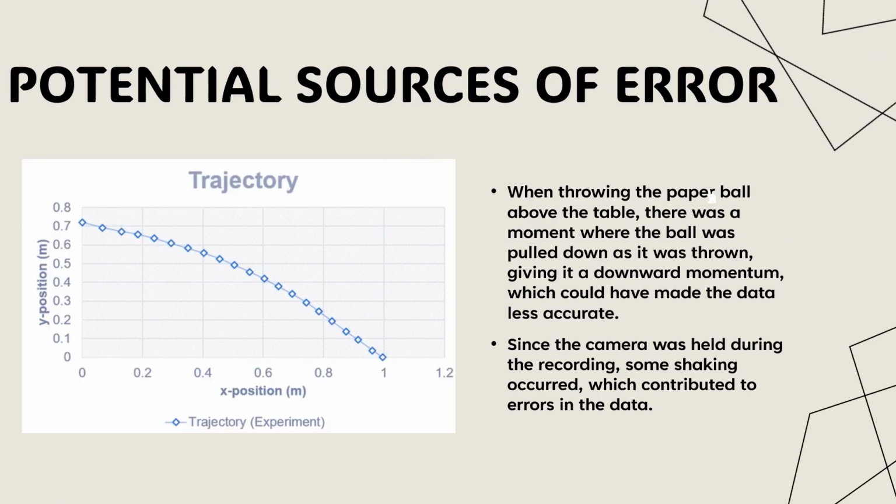Potential sources of error. When throwing the paper ball above the table, there was a moment where the ball was pulled down as it was thrown, giving it a downward momentum, which could have made the data less accurate. Since the camera was held during the recording, some shaking occurred, which contributed to errors in the data.